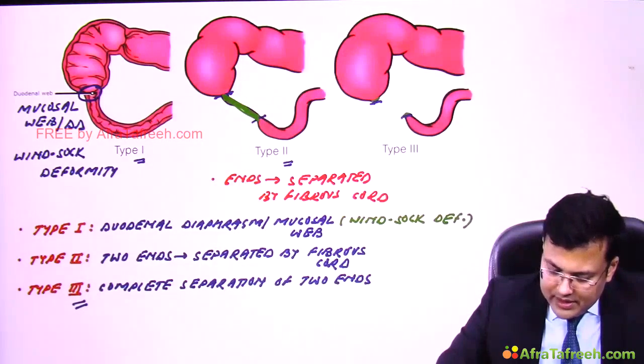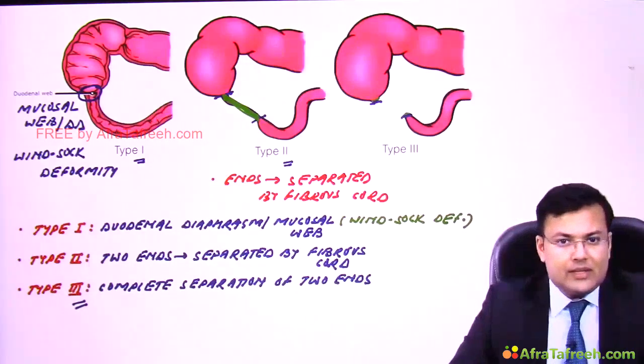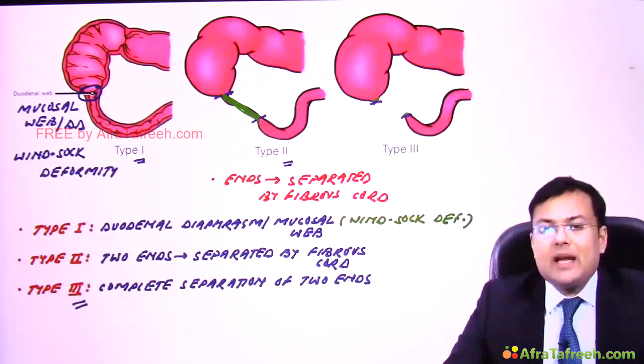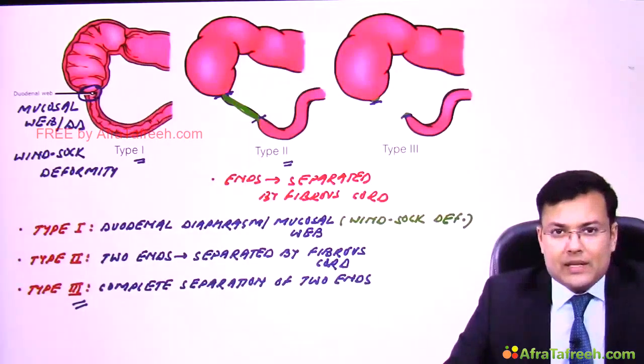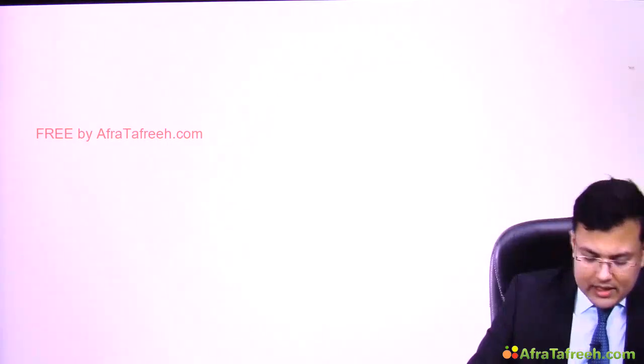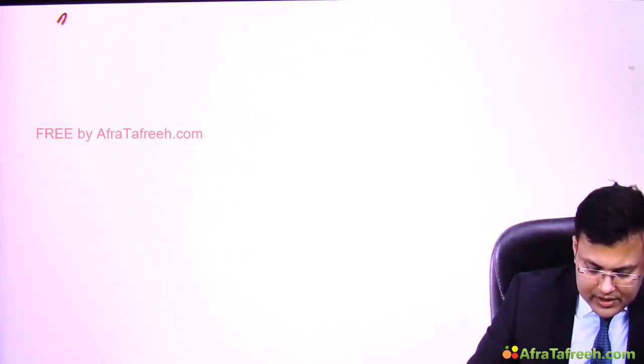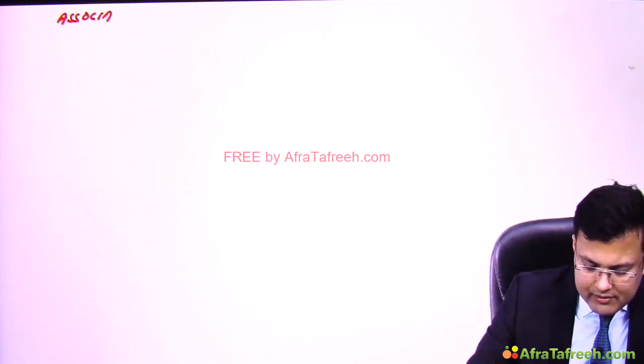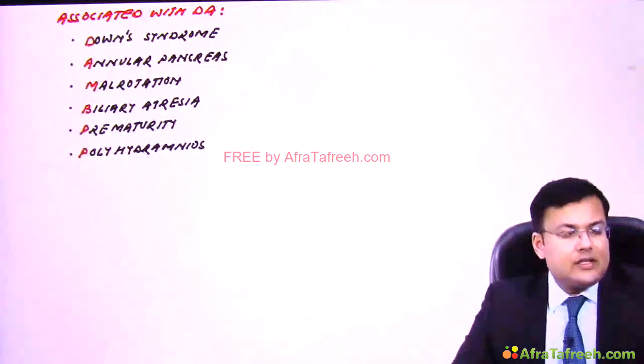Windsock deformity. Type 2, in which two ends are separated by fibrous cord, and in type 3 there is complete separation of ends. Now see what are the conditions associated with duodenal atresia. This list is very important.